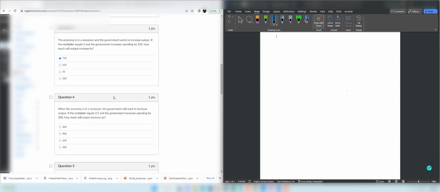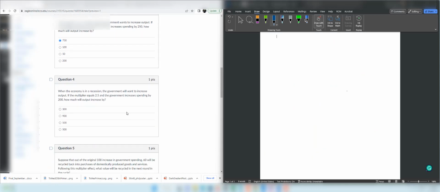Now let's look at number 4. When the economy is in a recession, the government will want to increase output, and the multiplier is 2.5. Then the initial increase in government spending is 200. So how much is the output going to increase? Output or aggregate expenditure is going to increase by 200 times 2.5, which is equal to 500.